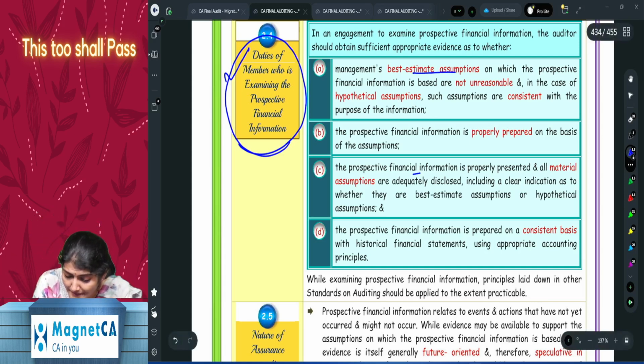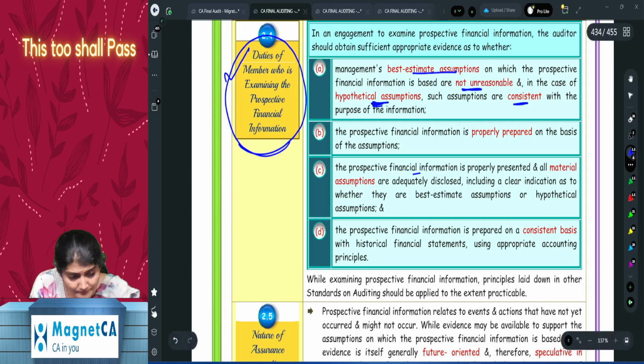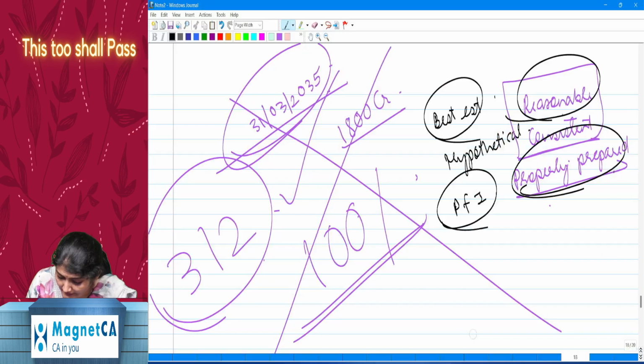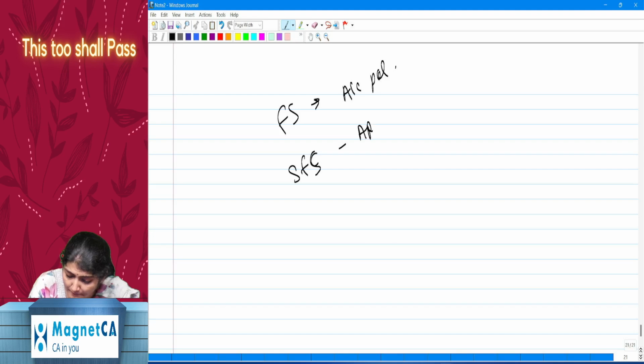Point number 1, best estimate assumptions are not unreasonable. That means they are reasonable. Hypothetical, are they consistent? Second, whether the prospective is properly prepared based on the assumption. Then what did I tell you? In financial statements, accounting policy should be disclosed. In summary financial statements, the applied criteria should be disclosed. In the prospective financial information, the assumptions should be disclosed.